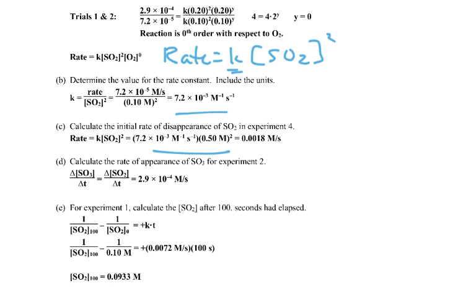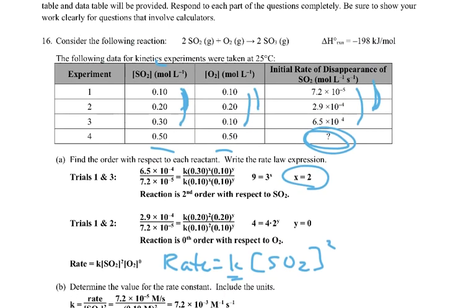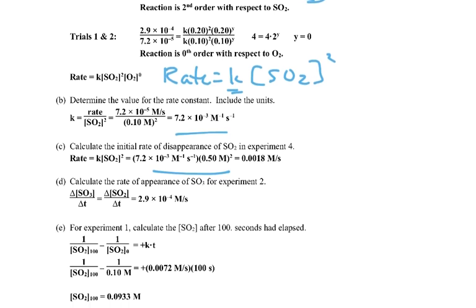And calculate the rate of appearance of SO3 in experiment 2. So SO3 in experiment 2, we know the rate at which the SO2 is going away. Now, what's the rate at which the SO3 is going to appear? Well, they're in a 2-to-2 ratio, so it's going to be the same number. It's still going to be 6.5, so there's not a lot of calculating.